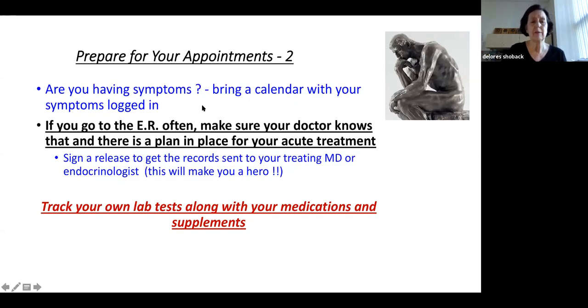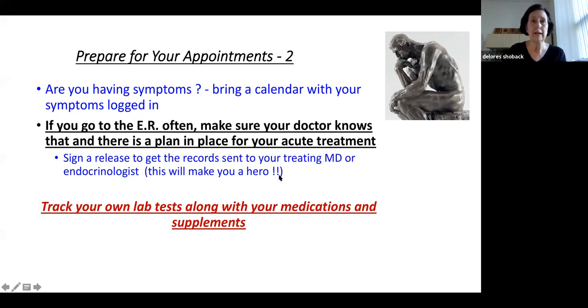So bring your calendar in with any symptoms you have logged, because you can't remember when you're sitting there. Was it Tuesday? Was it Wednesday? Was it last month? Was it this month? Bring your calendar. And if you go to the ER often, make sure you tell your doctor, and make sure there's a plan in that ER for your acute treatment, and your doctor can set that up. And then sign a release when you're there to get the records sent to your doctor so they know what happened. Honestly, that will make you a hero.